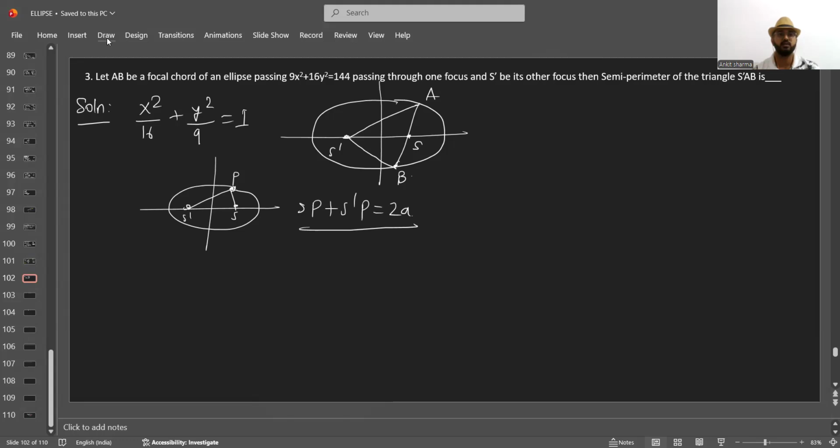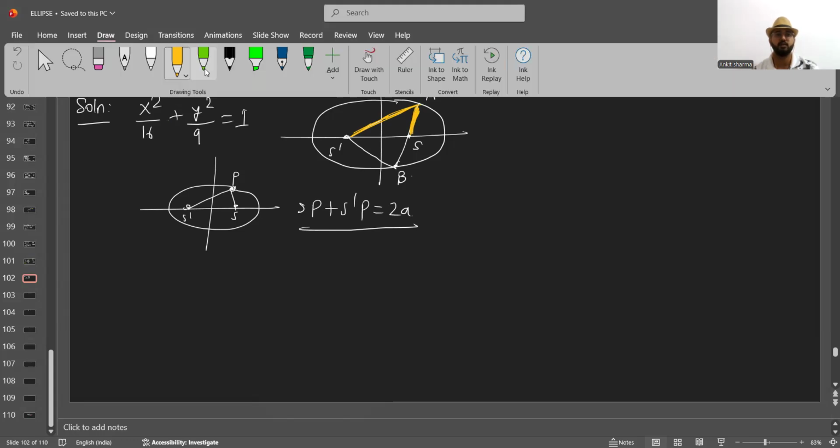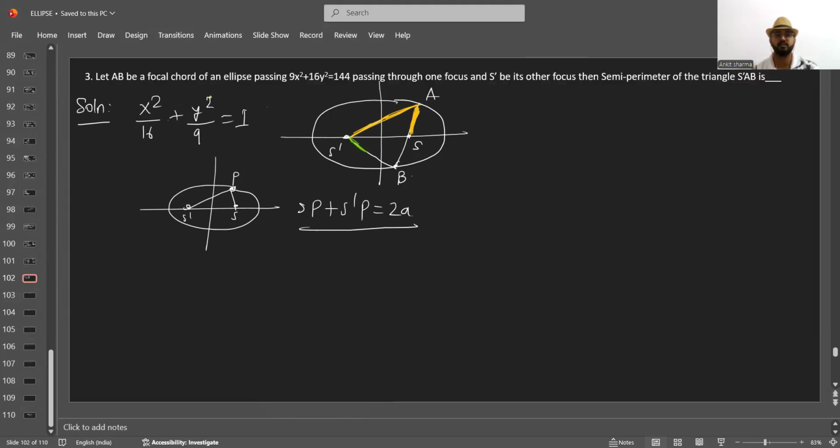We know this thing. So what I'll do, I'll apply this repeatedly here for point A, because ultimately we want the semi-perimeter. I'll apply it once, and then the same thing I'll do for B. That means if I write down here, BS plus BS' is again 2a. And for this, AS plus AS' is again 2a.